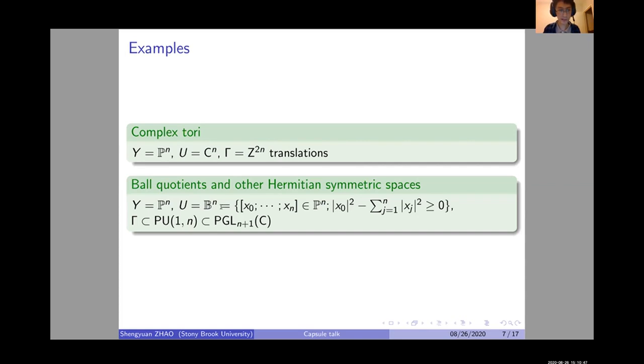Okay, and this ball quotient case is just a particular example of a family of examples given by Hermitian symmetric spaces. Every bounded symmetric domain can be embedded in a projective variety, and the group of automorphisms of that bounded symmetric domain is a subgroup of the group of automorphisms of the ambient projective variety. So every bounded symmetric domain will give you some birational Kleinian groups.